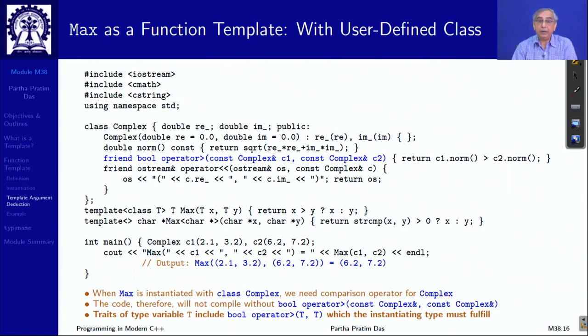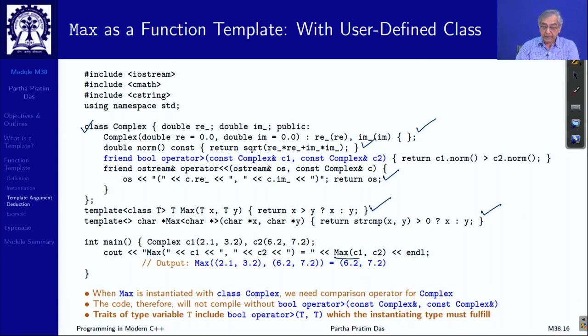So, let us now try to do this max for a user defined class. Let me define the class complex with its constructor, its norm function, output streamer, and so on. I have a specialization here. I have a generic definition of the max here, and a specialization for char star.